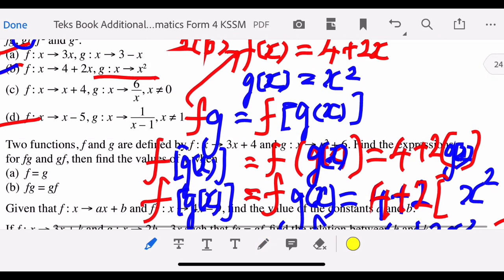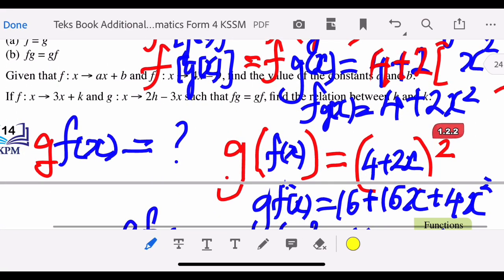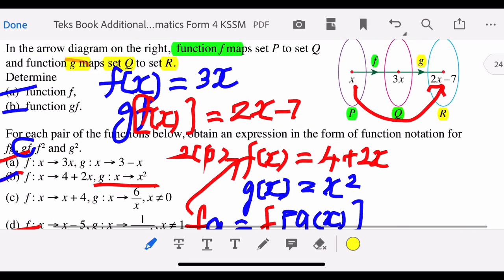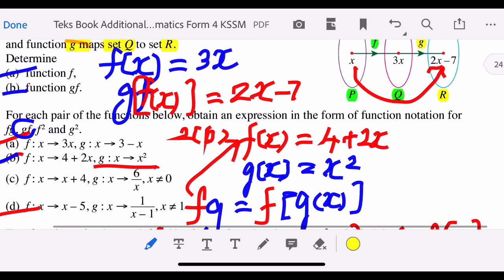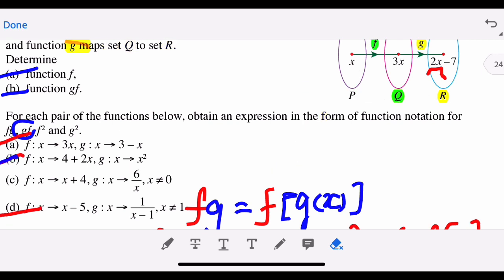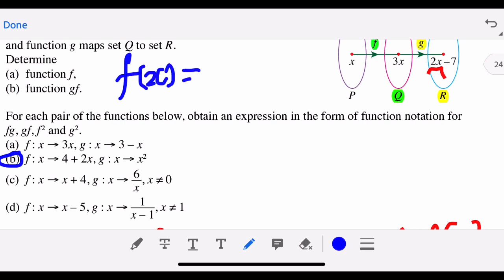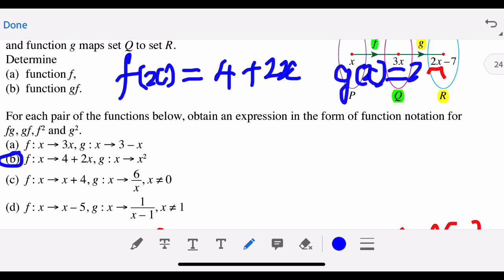Okay, then we are asked to find f² and g². How to find f² and g²? Let me erase this one. Now I'm going to show you how to find f² and g². By referring to part b, your f(x) is 4 plus 2x, right? And g(x) is x squared.